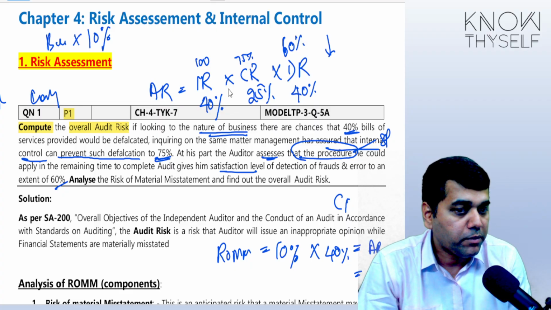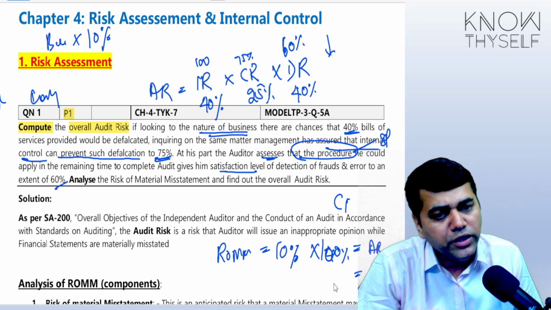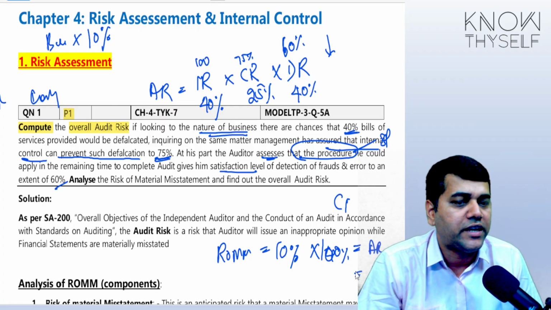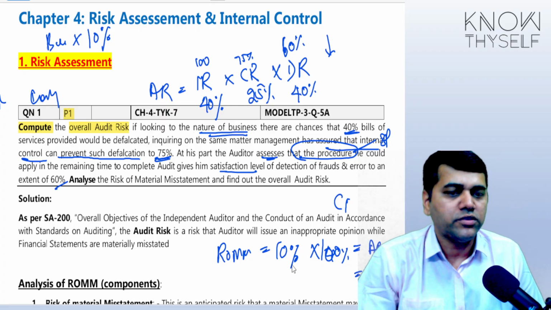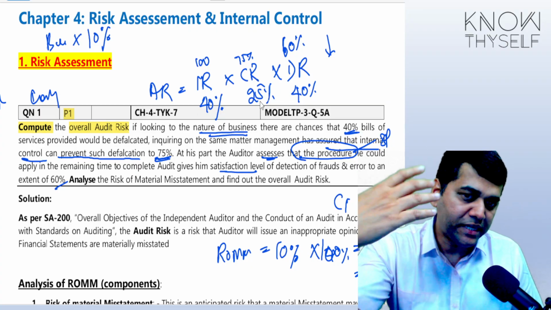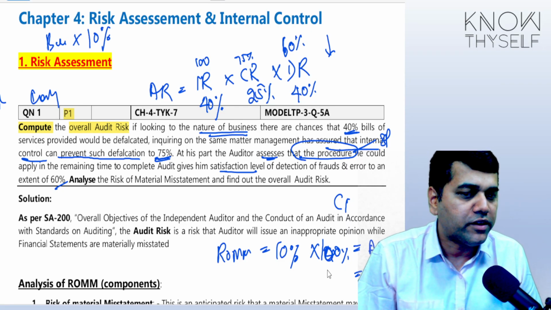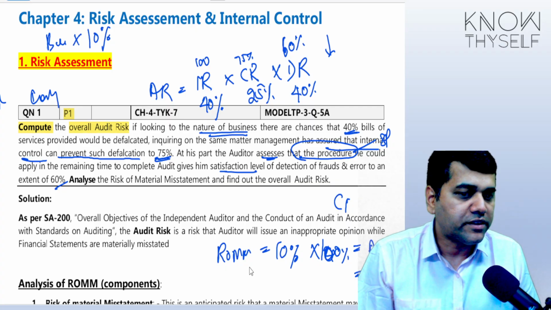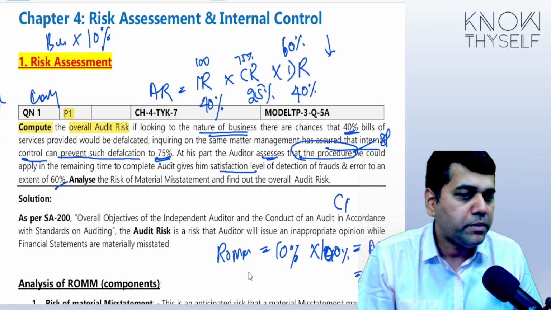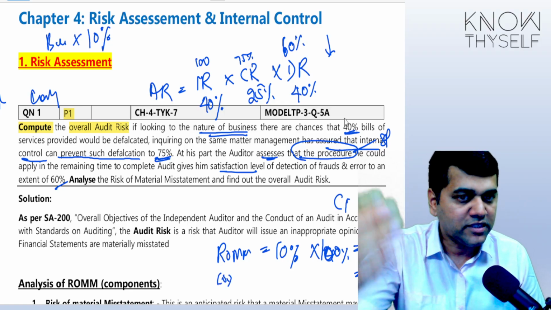Because ROMM, I am not going to touch. So what is that? I may end up not doing anything. 100% detection risk I will take. Why? Because inherent risk is 40% by default. Management has prevented 75%. Means how much, if you don't do any work, how much is your audit risk now? Which is equal to your ROMM only. So 10%. See, this is how you play.